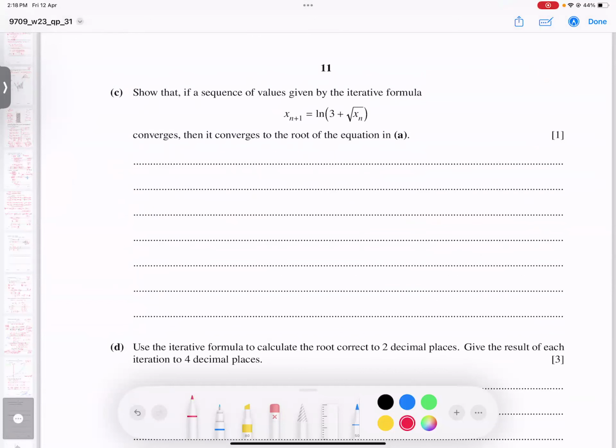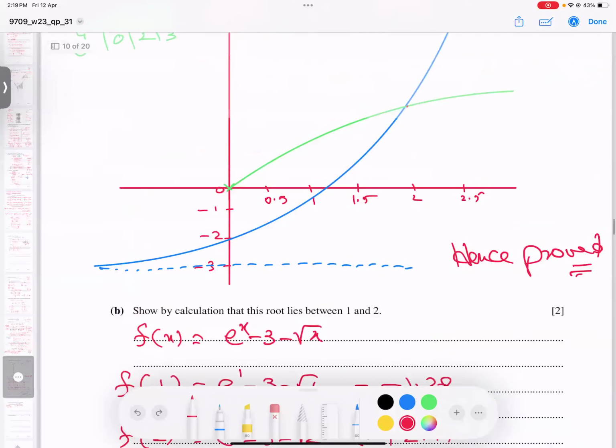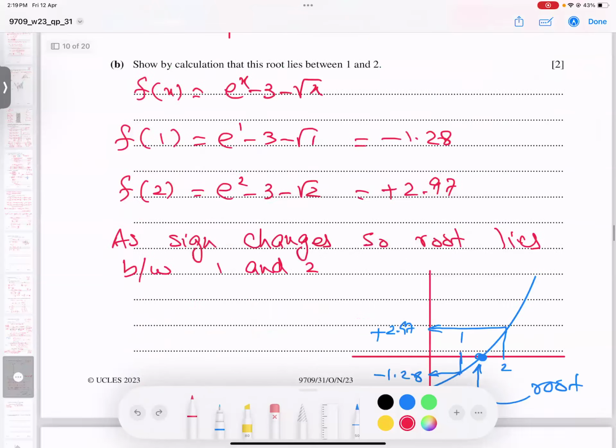The iterative formula given by him is this, and he said, show that this formula will converge to the root in part A. When we have this situation, these are called subscripts. So first of all, I will remove the subscripts. This is not important to write for the examiner. And second, try to convert it into this format. Okay, so let's try to do it.